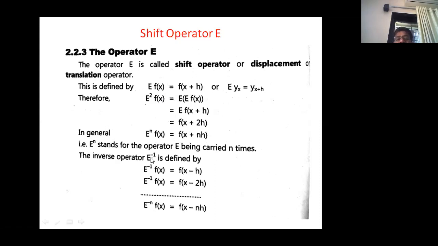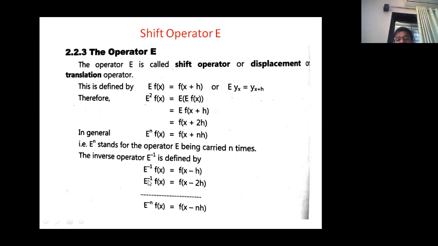Then the inverse shift operator or backward shift operator. This is called the backward shift operator or inverse shift operator, or just inverse operator, and it is E raised to minus 1. And what is the definition of E raised to minus 1? E raised to minus 1 f(x) is f(x-h). That is, find the value of the function at the previous point. So what is the previous point of x? It is x-h. What is the previous point of x-h? It is x-2h, then x-3h.